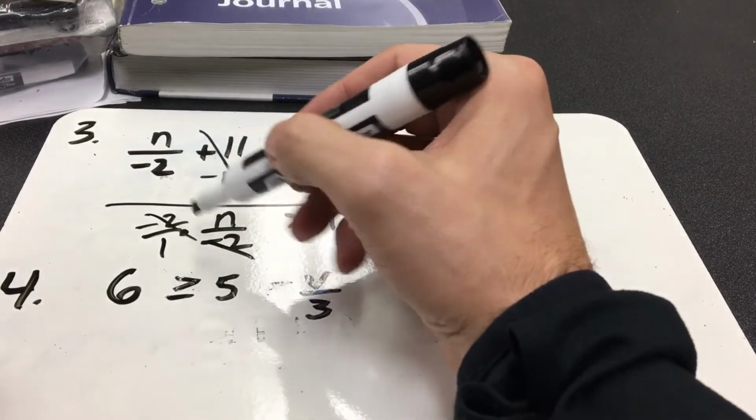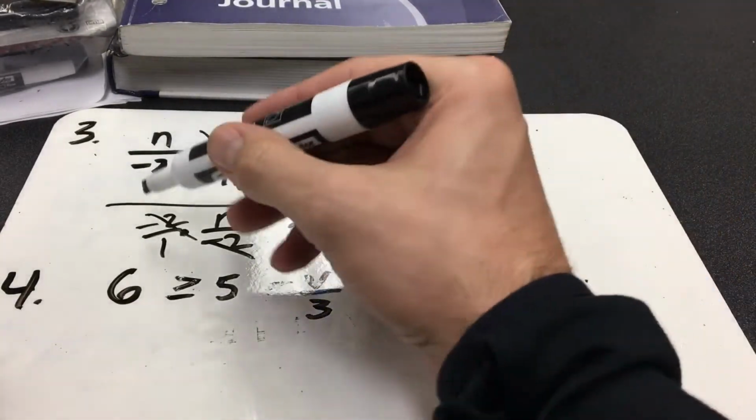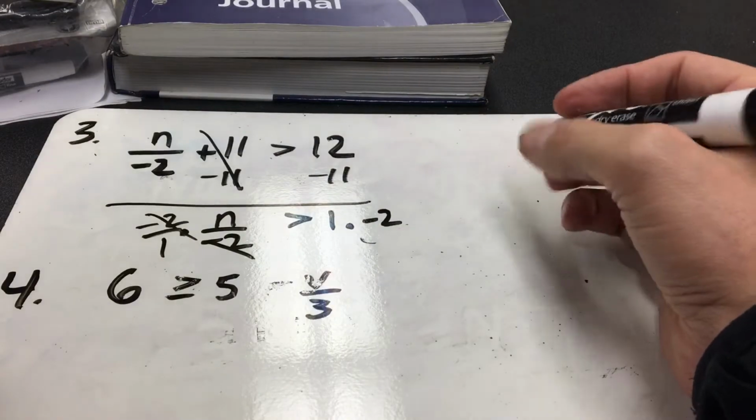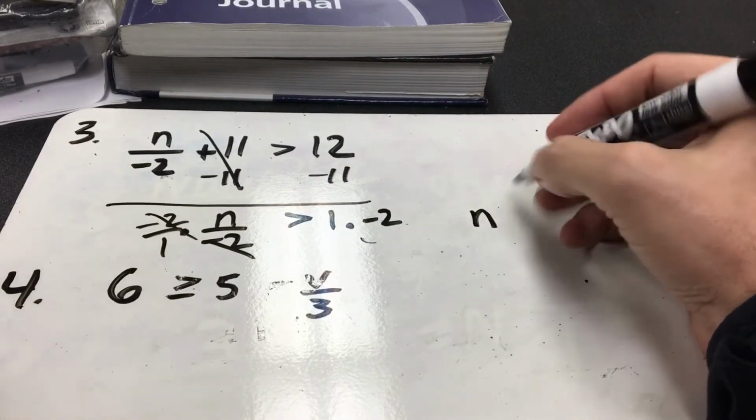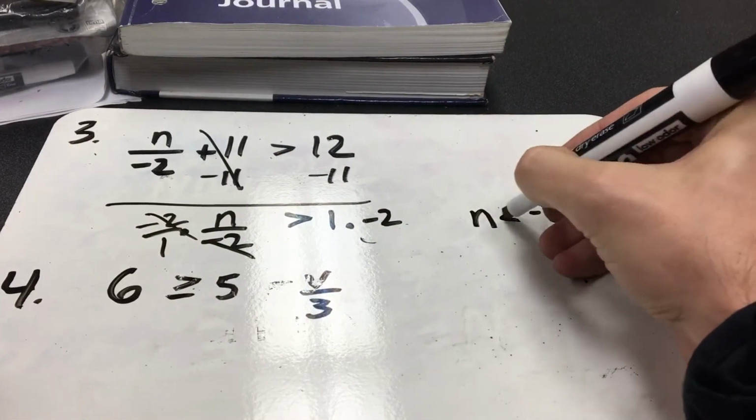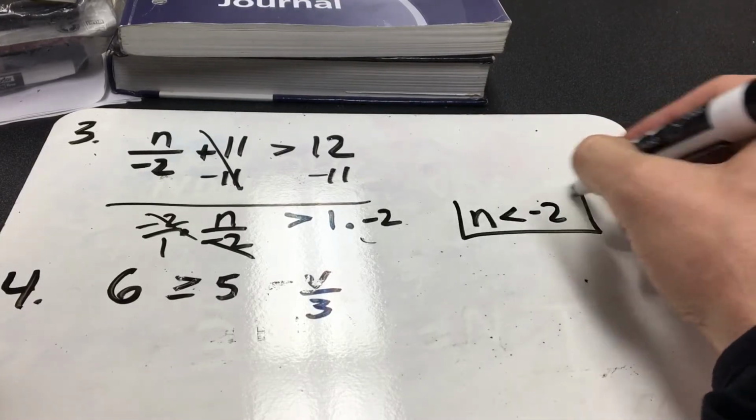You can cancel it out. We multiplied by a negative number on both sides, negative 2 and negative 2. Anytime you multiply by a negative on both sides, you have to flip the symbol. Just like when you divide by a negative on both sides, you have to flip the symbol.